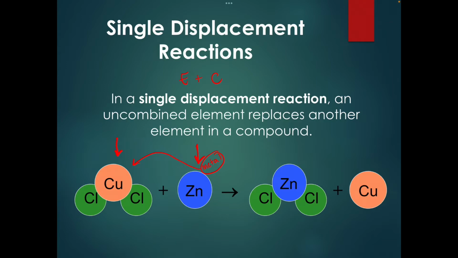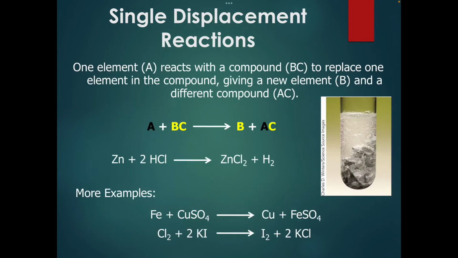If this compound had been reacting with a non-metal, we would have swapped out the non-metals. But this is how you'll recognize a single displacement reaction. An element and a compound, and that element kicks out one of the elements in the compound.